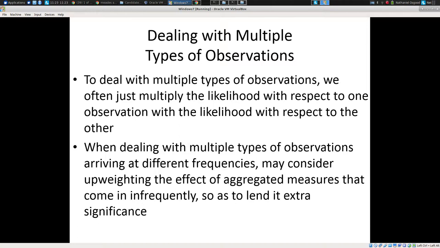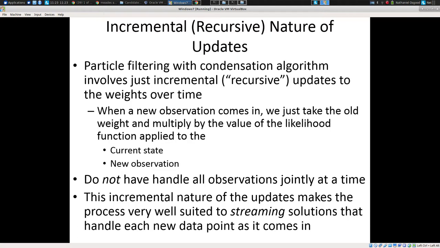But right now, when we have multiple likelihood functions, if we have both types of data, we tend to multiply them, okay? If you have data arriving at different frequencies, it gets somewhat more involved, but basically you may want to consider not punishing those that arrive only infrequently in terms of their significance by design of a likelihood function. Okay, now, this is a point of great significance to Luce's work.